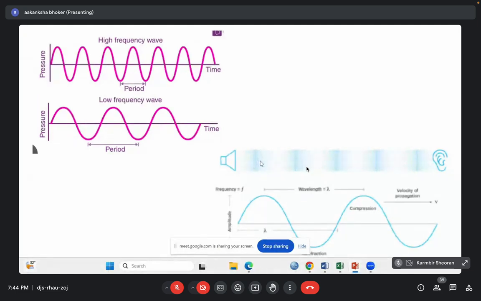At the time of compression, all the molecules are very close to each other. This is the high pressure area. So this represents the area of compression, and from compression to rarefaction, pressure will reduce, so it goes into the low pressure zone. Then again it will proceed toward compression and rarefaction. So this is the way a sound wave is propagated through the media.